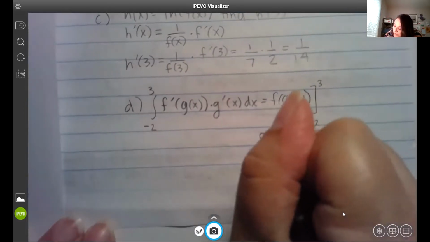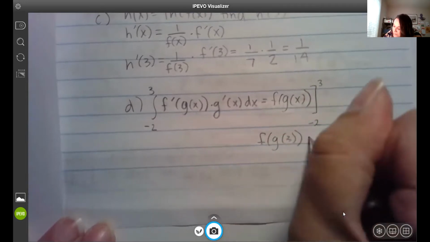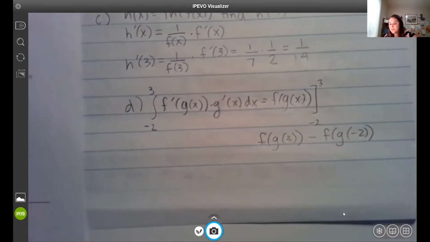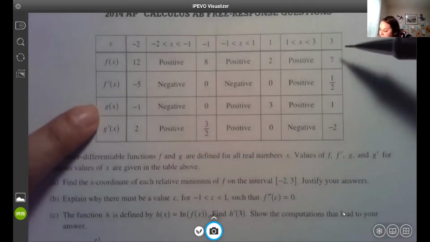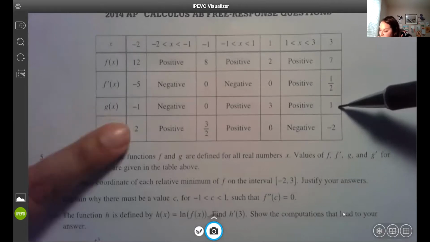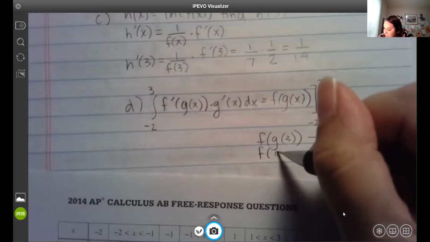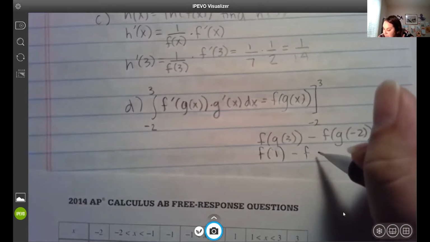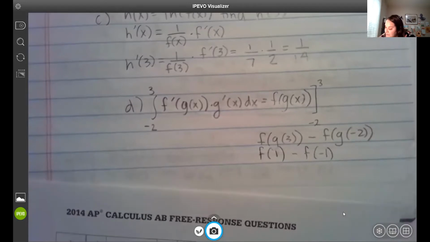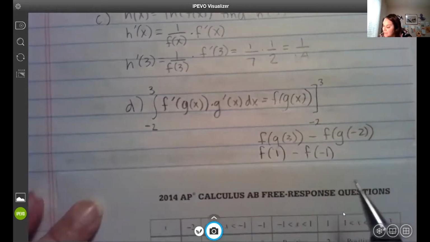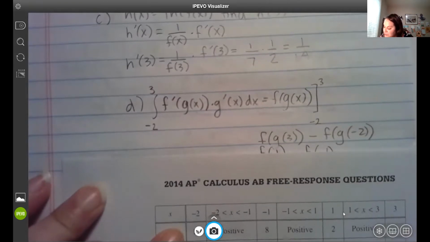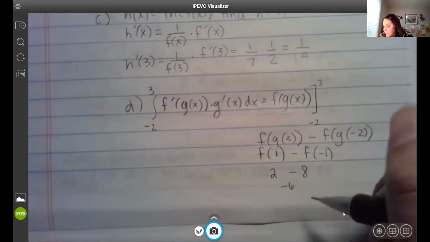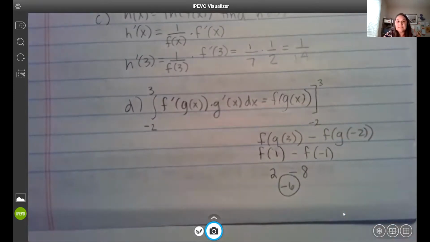And so now what I'm being asked to do is take f of g of 3 and subtract f of g of -2. So I'm going to need a few things from my table, g of 3 and g of -2. g of 3 is 1, and then g of -2 is -1. So f of 1, g of 3 is 1. And then g of -2 is -1. Hopefully you have this in front of you, as I'm doing it. Then I need to look at the f function evaluated at 1 and -1, and that would be 2 and 8. So this is going to be 2 subtract 8. And so my final answer for this part of the question is going to be -6.